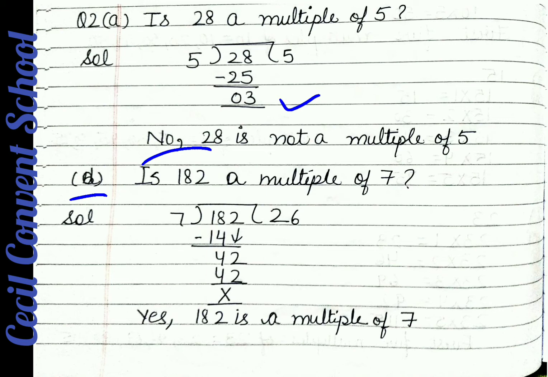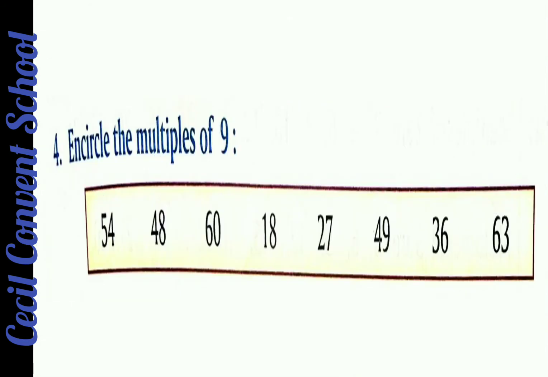Clear students? Now students, there is question number 3 given. That question no need to do. Clear? So cross it. We will do question number 4. Encircle the multiple of 9. Means you have to see whatever numbers are coming in 9 table, circle it, and this question you have to do in the maths book only.